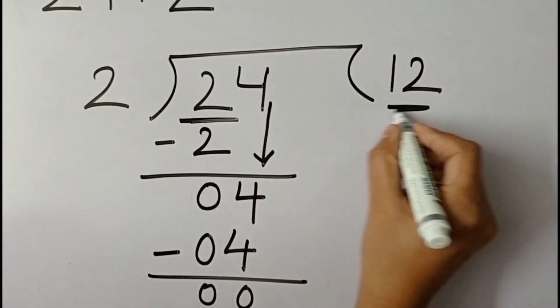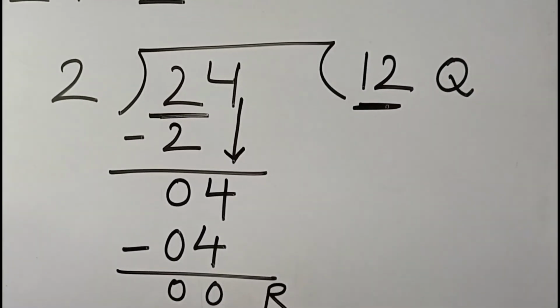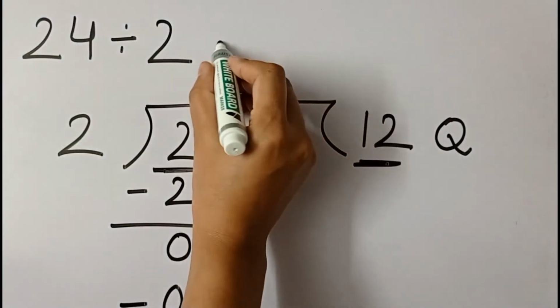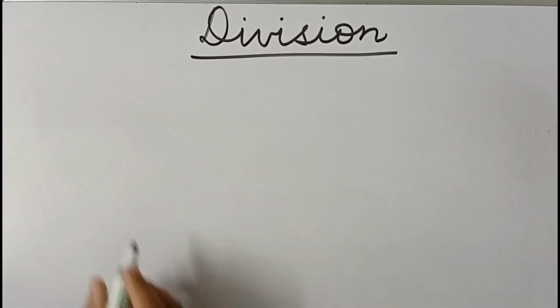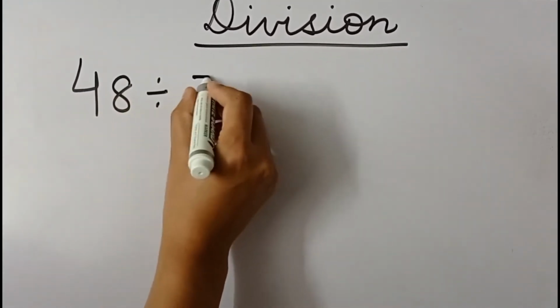So here this is our quotient. And this is our remainder. Okay children, so 24 divided by 2 gives us 12. Let us take one more example, 48 divided by 3.